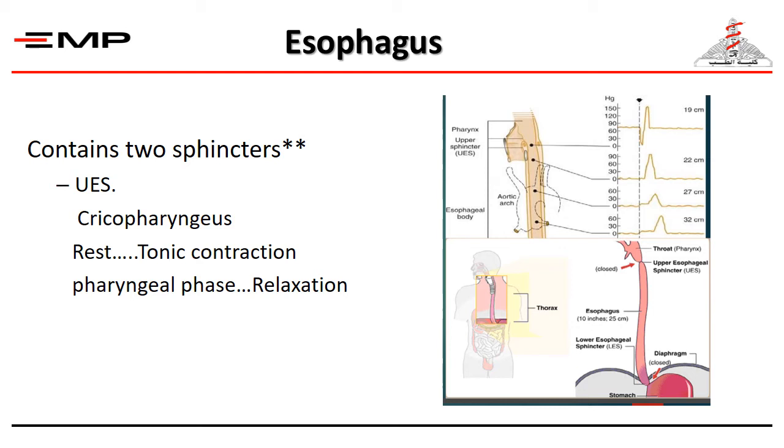The esophagus contains two sphincters, one at its upper end and one at its lower end. The upper esophageal sphincter is composed of the cricopharyngeus muscle, and it is always in a state of tonic contraction at rest and becomes relaxed at the start of the pharyngeal phase of swallowing.